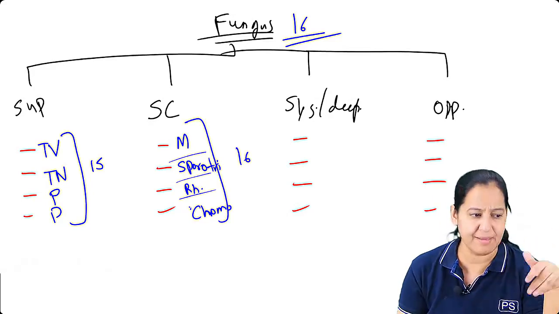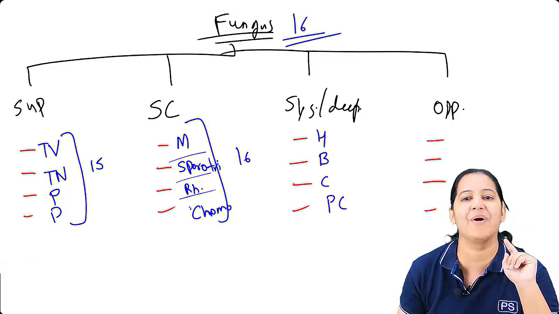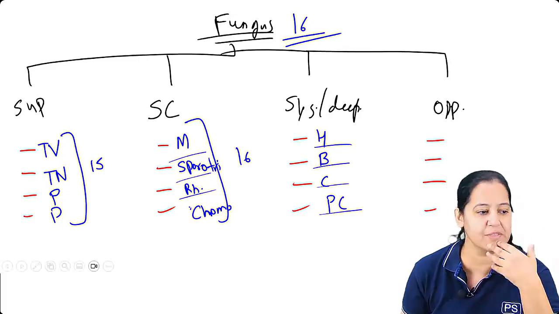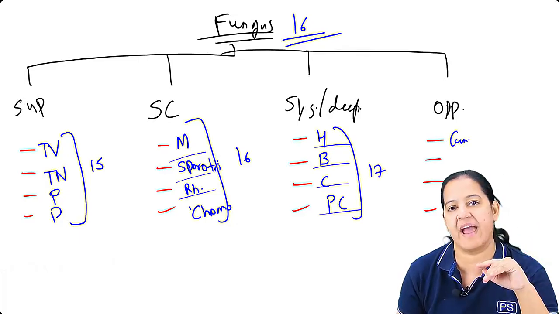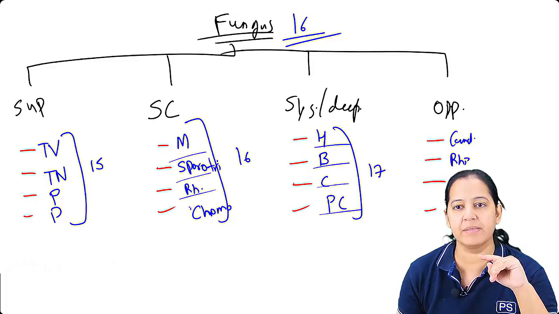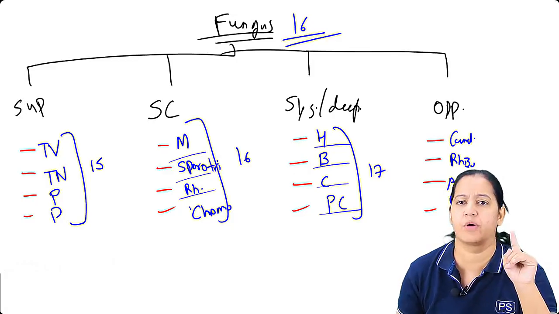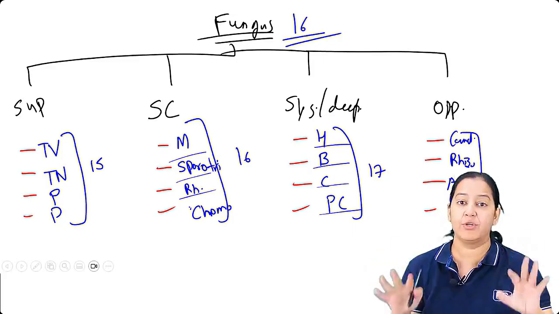In systemic, you can make some mnemonics also if you wish. Here: histo, blasto, coccidio, paracoccidio. Very easy. In this sequence only I'm going to teach you. So 4 on page number 17. And opportunistic, I will start with Candida, then I will move on to Rhizopus, then Aspergillus, and last is Cryptococcus. So I will teach you these 4 also, page number 18. So 4, 4, 4, 4. I want you to learn this classification.